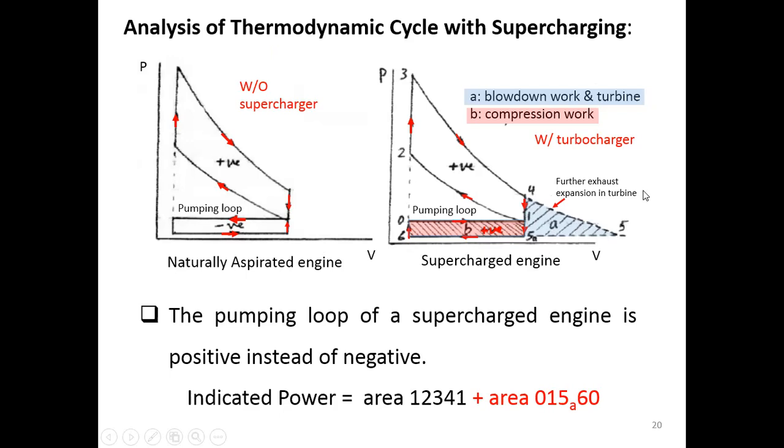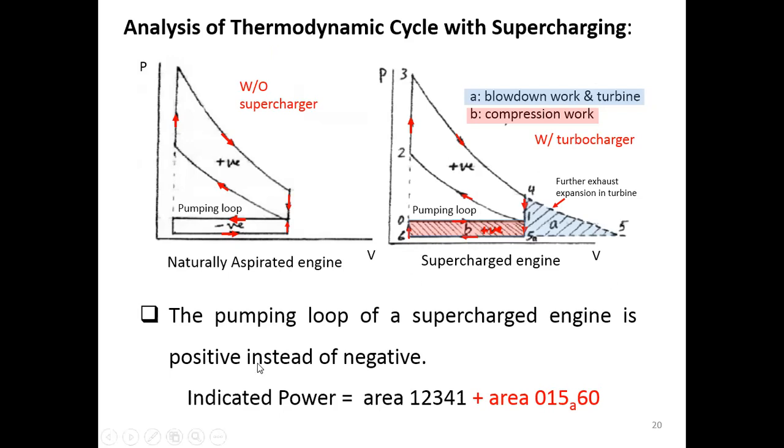And by doing this, the pumping work, instead of being a negative work, becomes positive work for us. We don't need to provide work to draw the air, and we don't need to provide work to push the exhaust out, because the exhaust will be drawn by the turbine here. So this work becomes positive work for us.